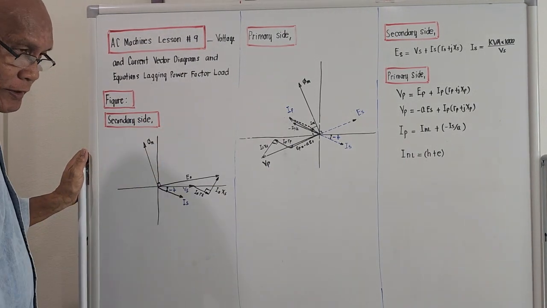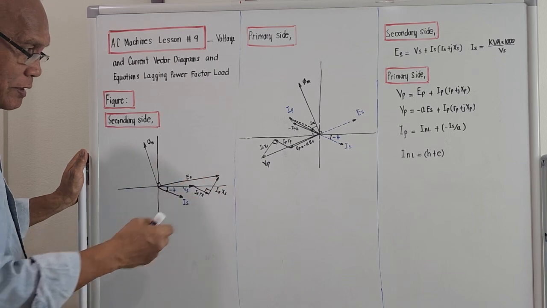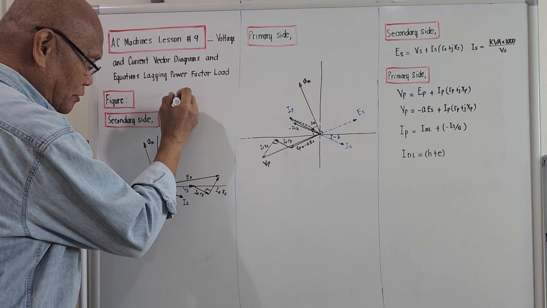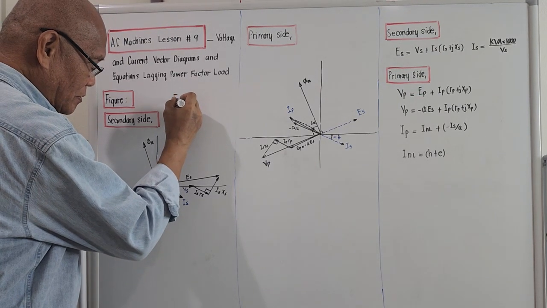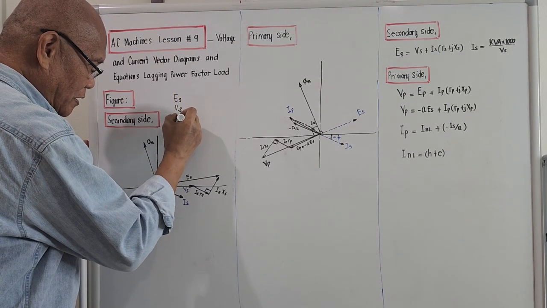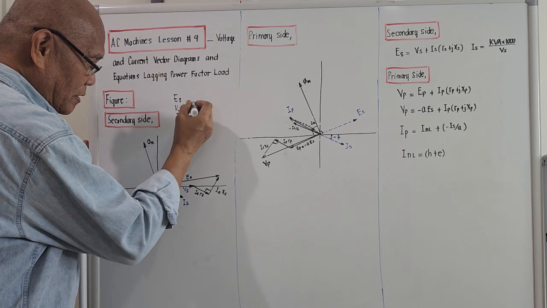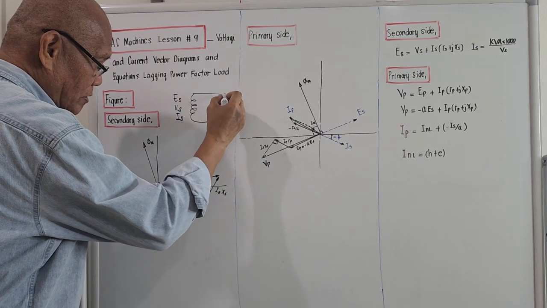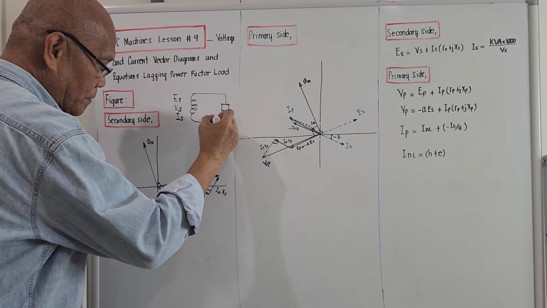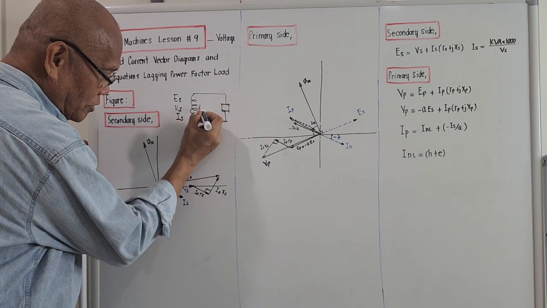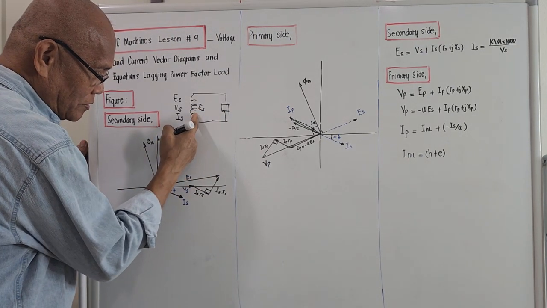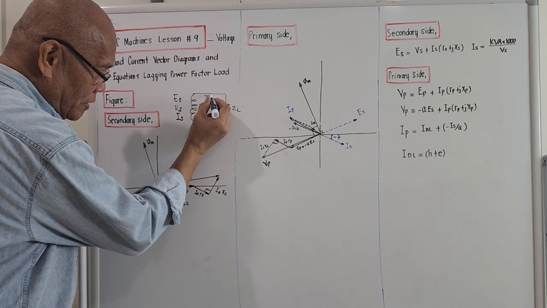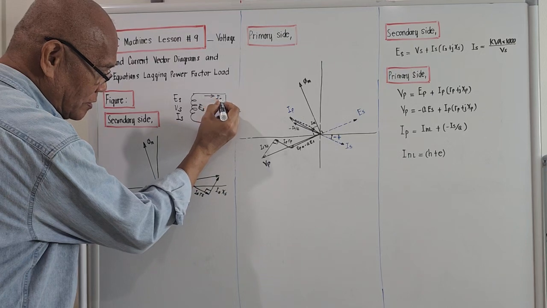To bring out the vector diagrams, on the secondary side there is the so-called E sub S, V sub S, and I sub S. E sub S is actually the induced voltage on the secondary. This is the load, and the current going out is I sub S.